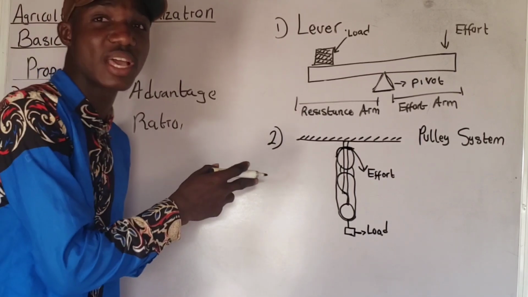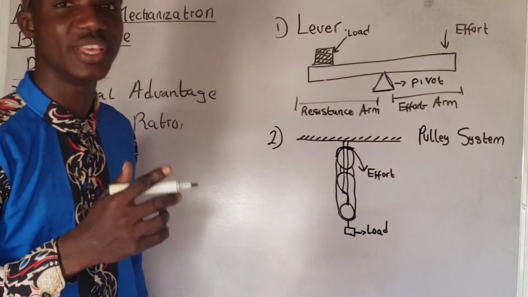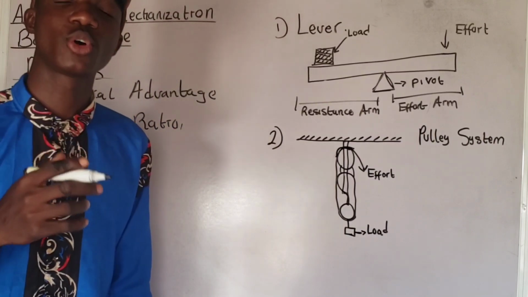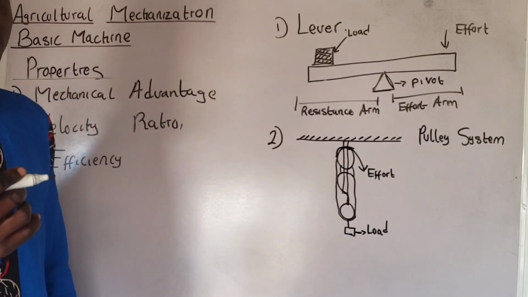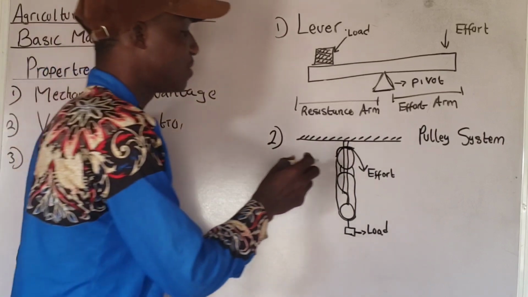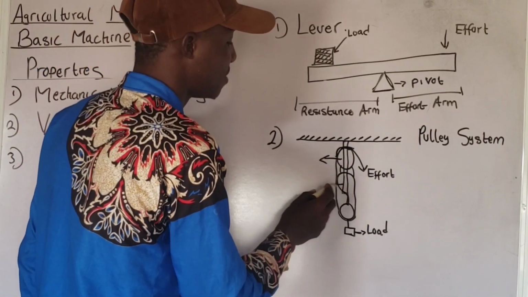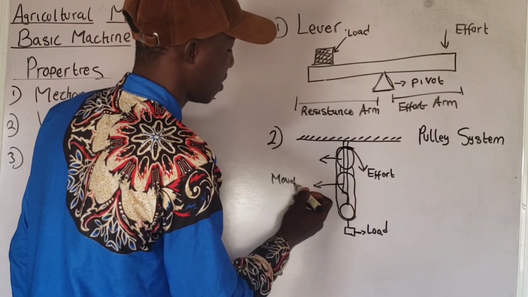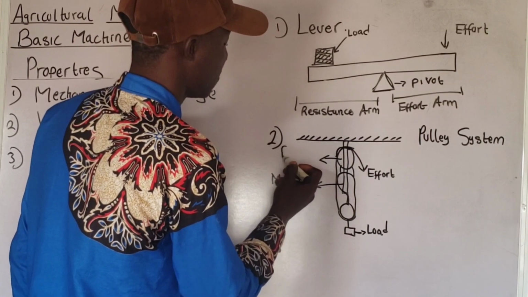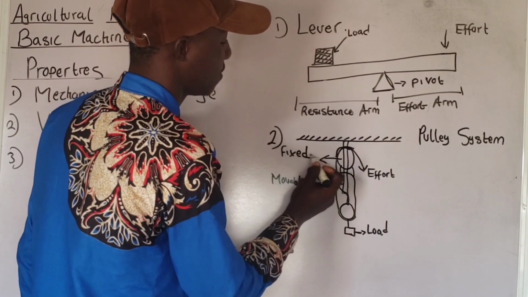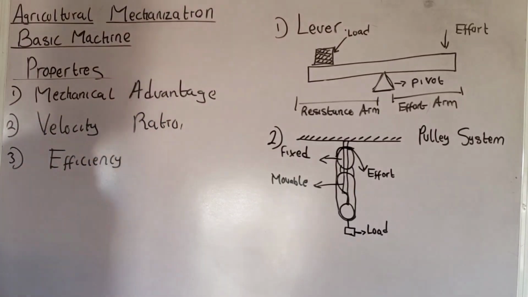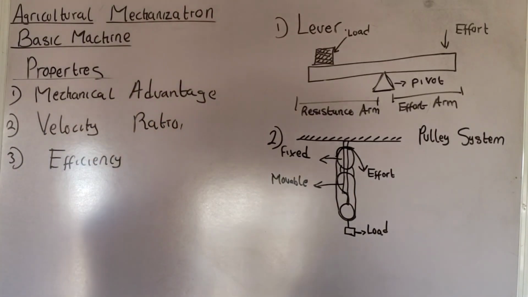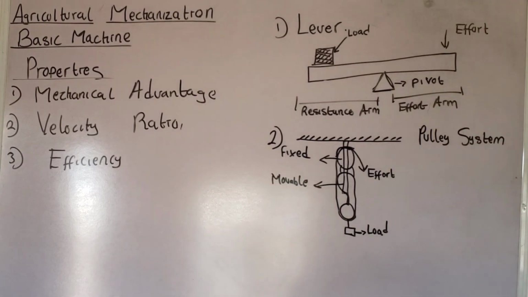In this pulley system, we have two types of pulley. The first pulley is the fixed pulley. The fixed pulley does not rotate. So this is the fixed pulley, and we have the movable pulley. So you can see that this basic machine is also important on the farm.